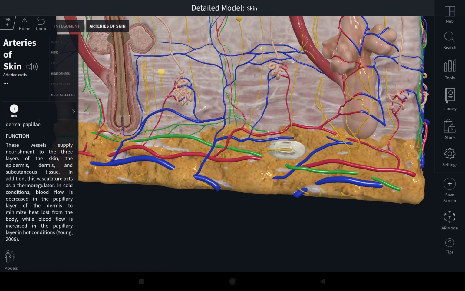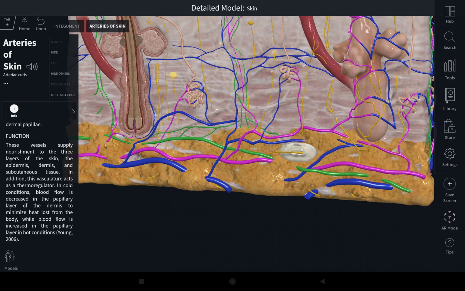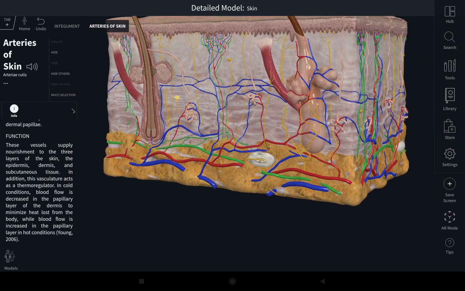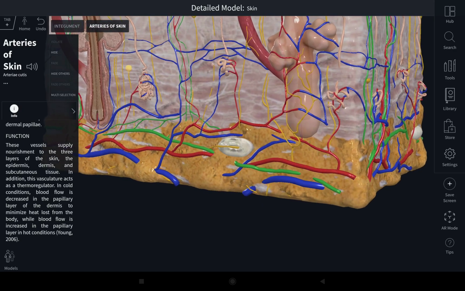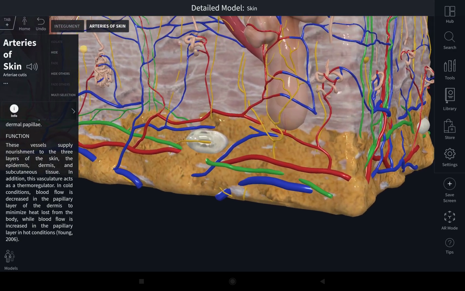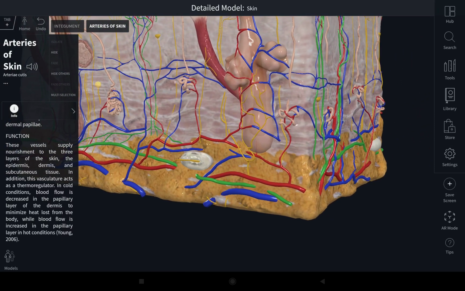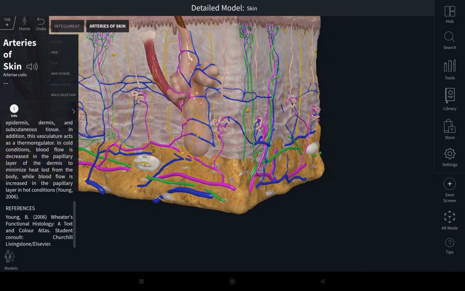The function of these capillaries: these vessels supply nourishment to the three layers of the skin, the epidermis, dermis, and subcutaneous tissue. In addition, this vasculature acts as a thermoregulator. In cold conditions, blood flow is decreased in the papillary layer of the dermis to minimize heat lost from the body, while blood flow is increased in the papillary layer in hot conditions.